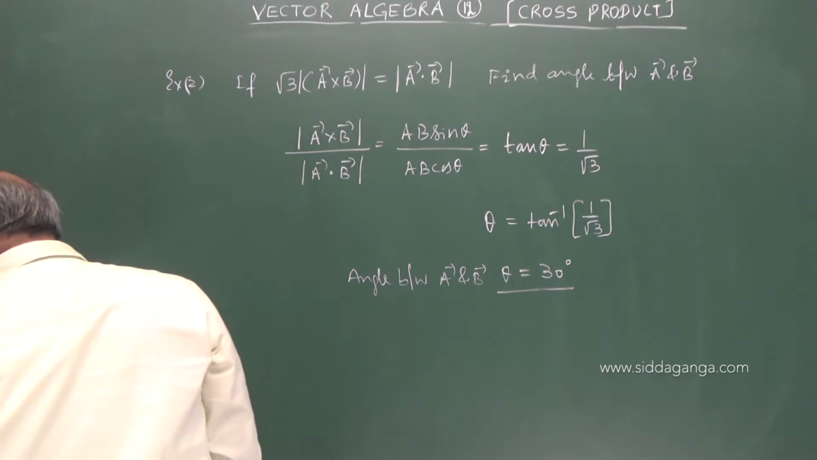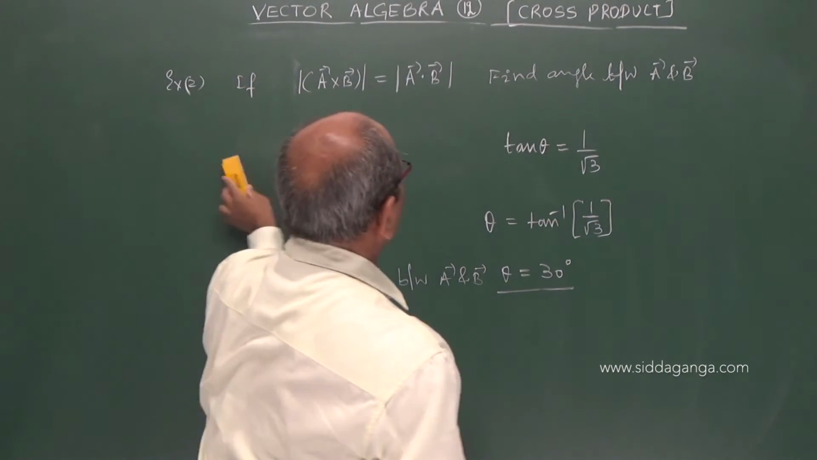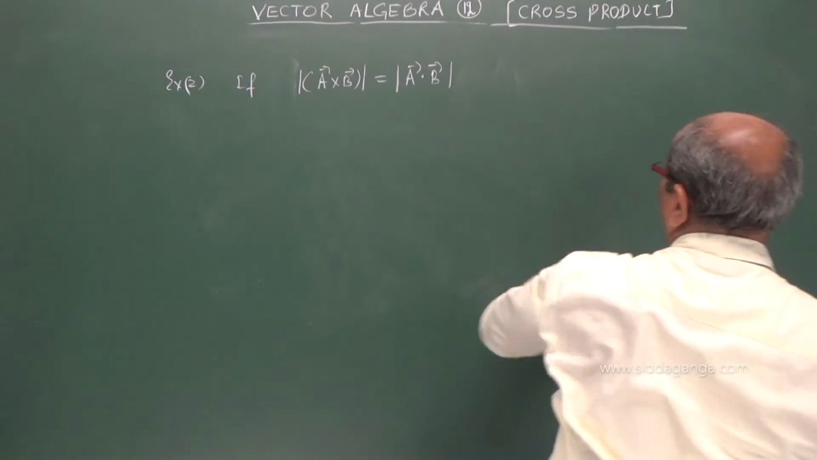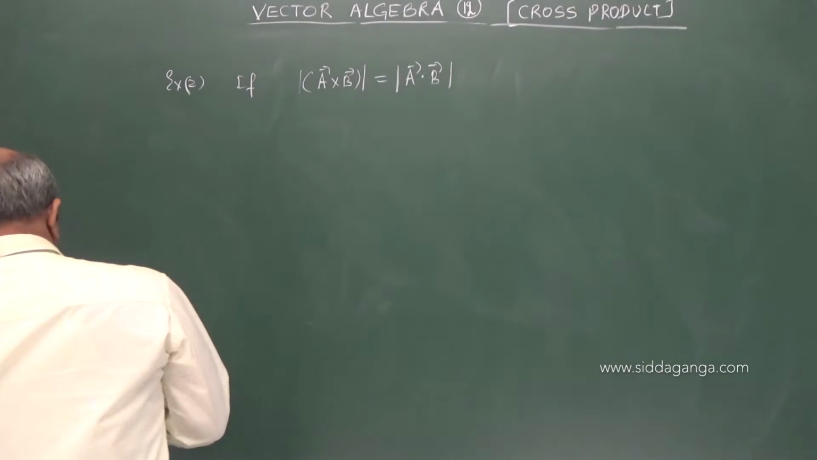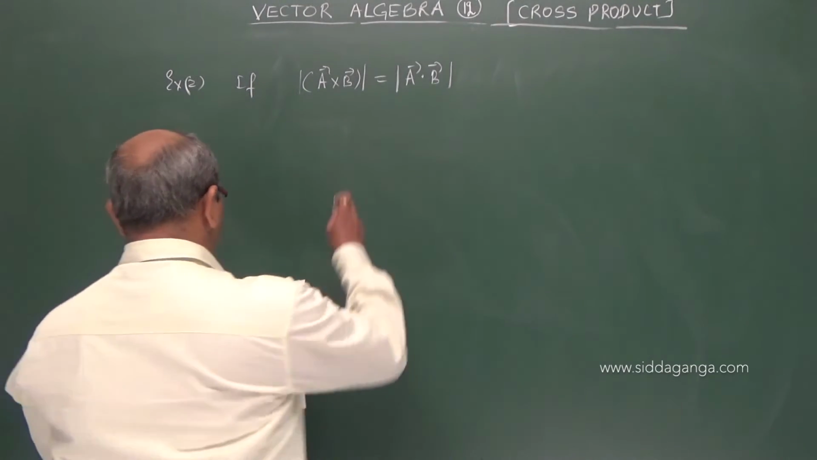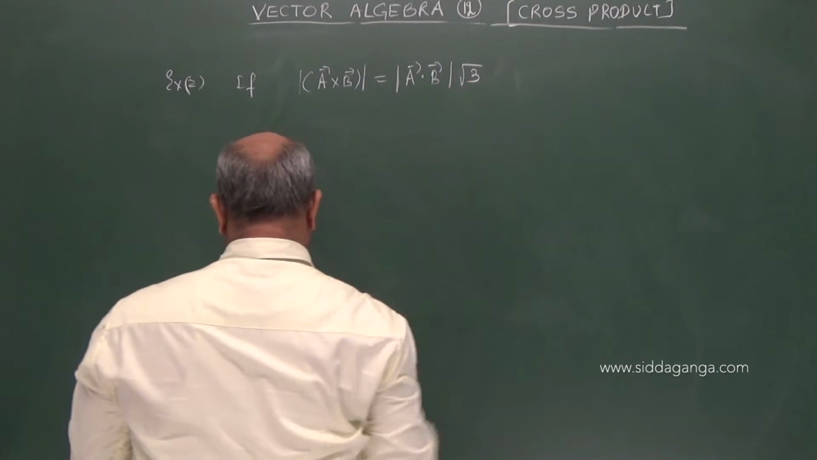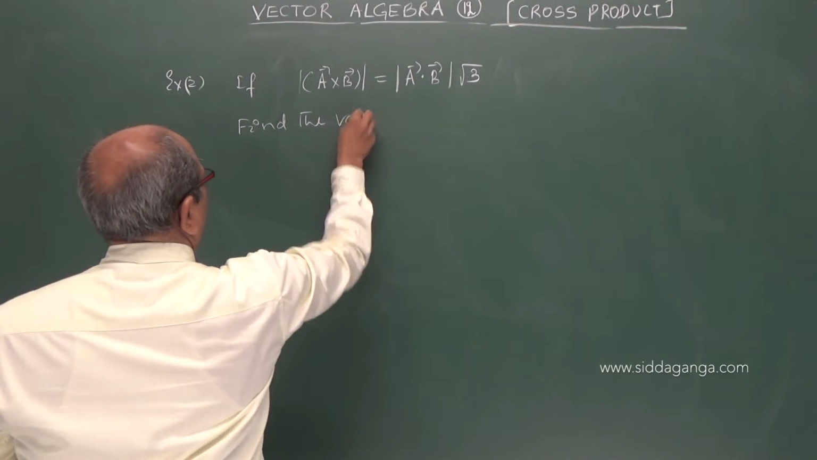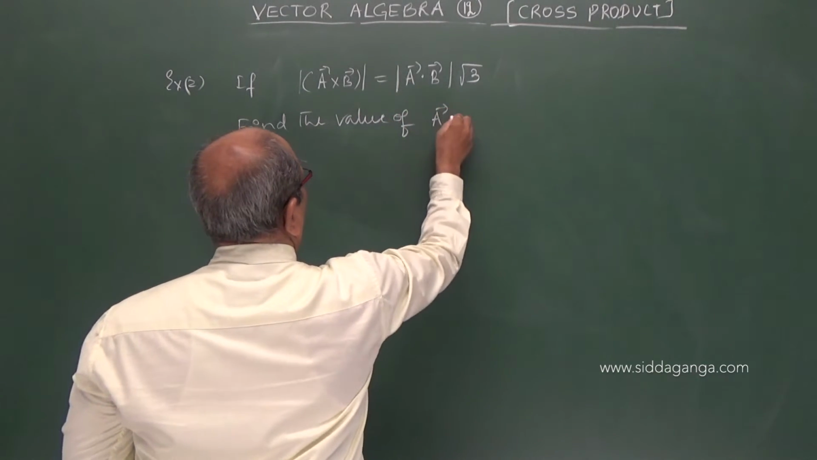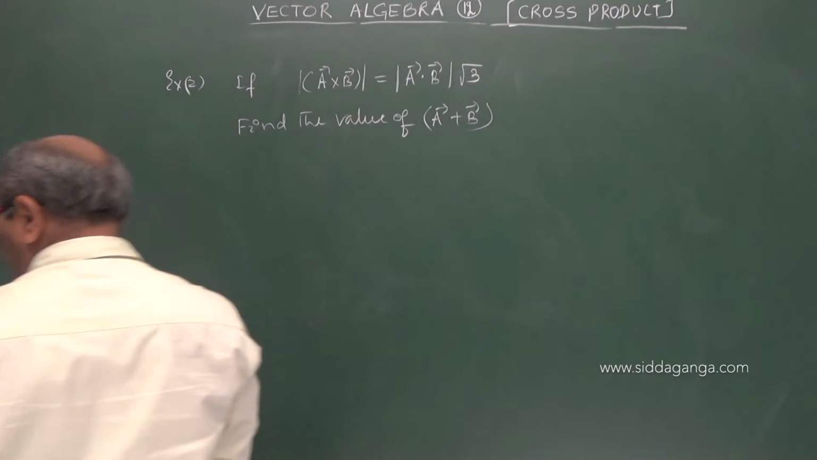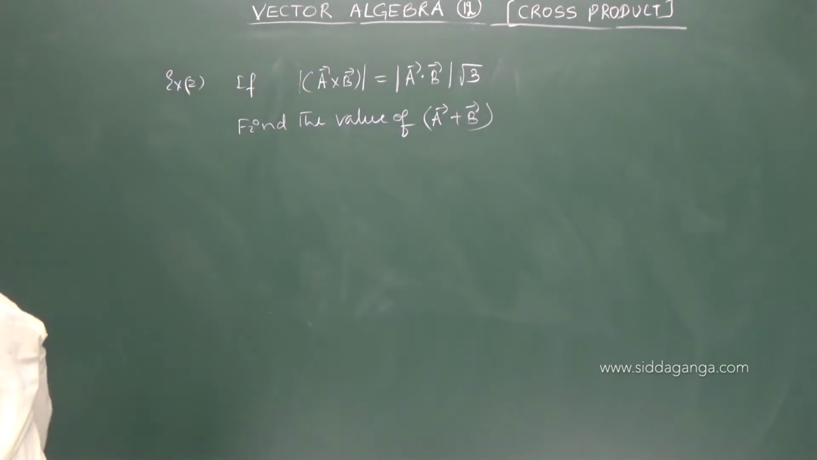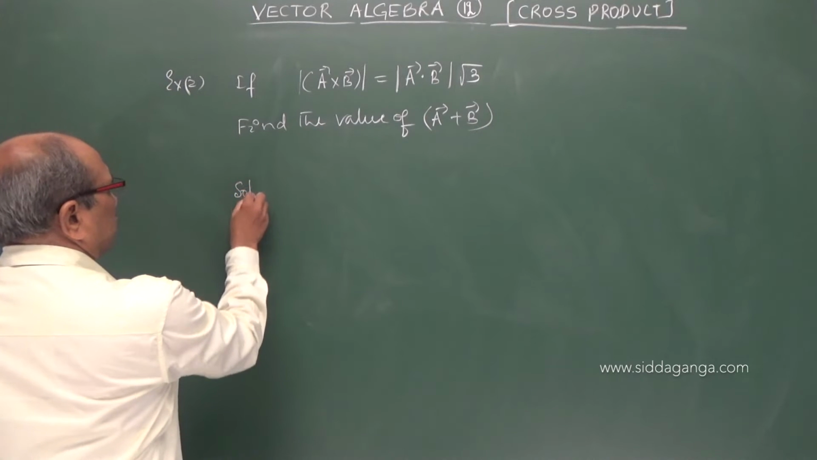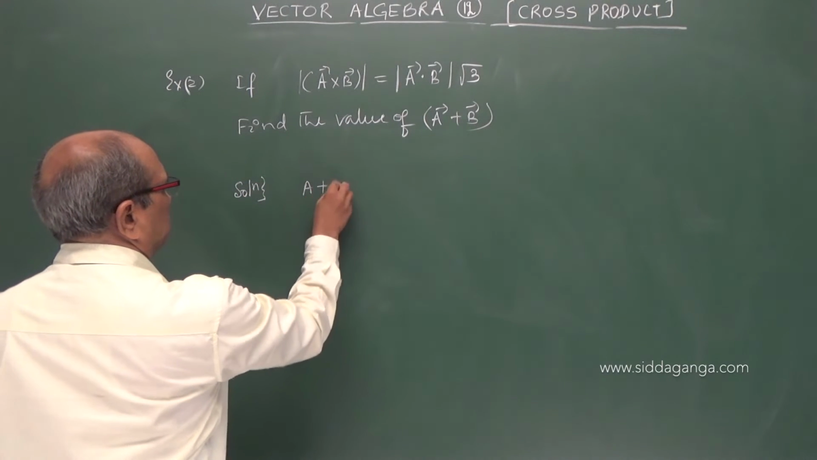So with a small change I create another problem here. Instead of root 3 there, the question is slightly changed. If A cross B equals root 3 times this, find the value of A plus B. Question is on A plus B. They are asking for A plus B.